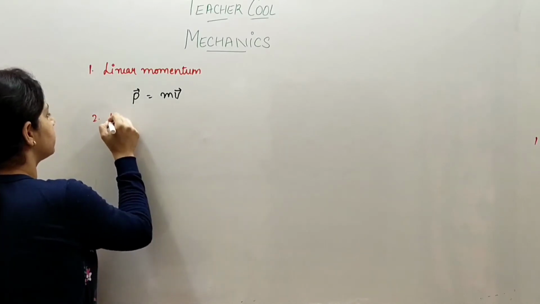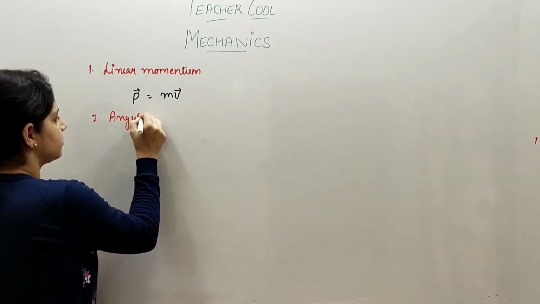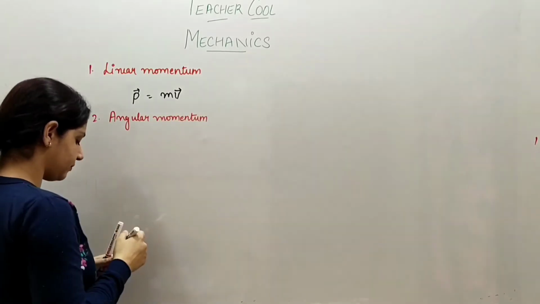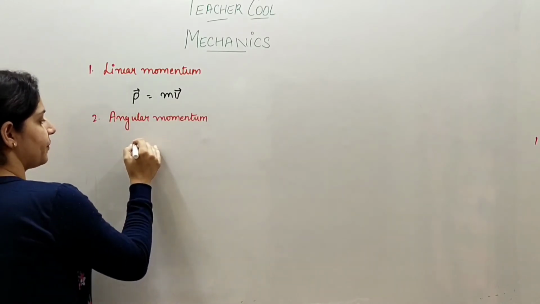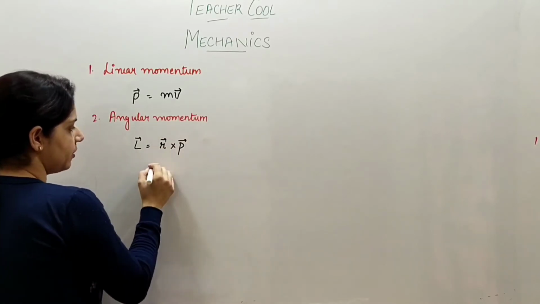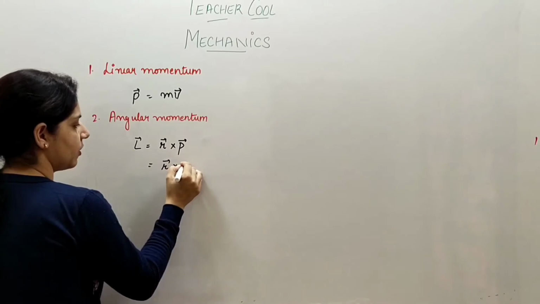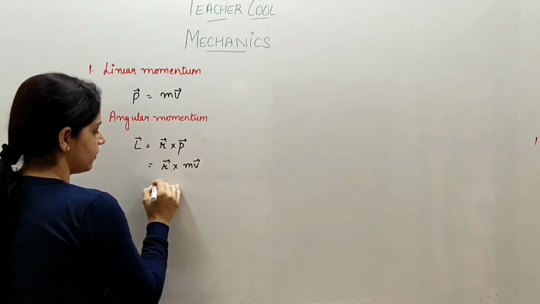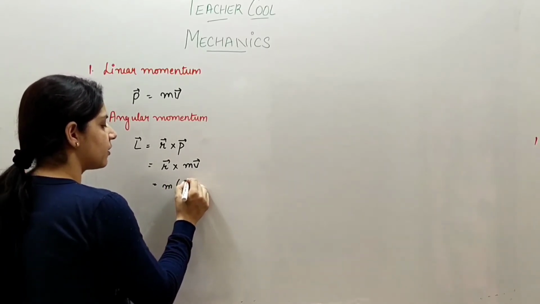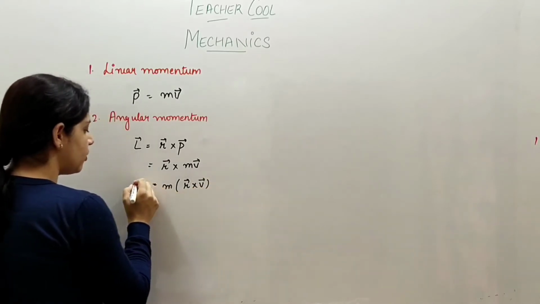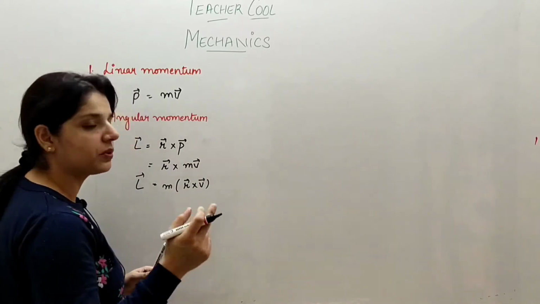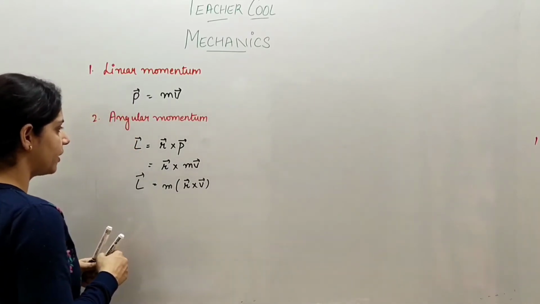Next is my angular momentum. Now angular momentum, L vector, is given by R vector cross P vector, which can be written as R vector cross M into V vector, which can be written as, M being a constant, we can take it outside. So it will be R cross V vector, and we also derived it in terms of M into R cross dr by dt in the previous lecture. So it's a little repetition here.